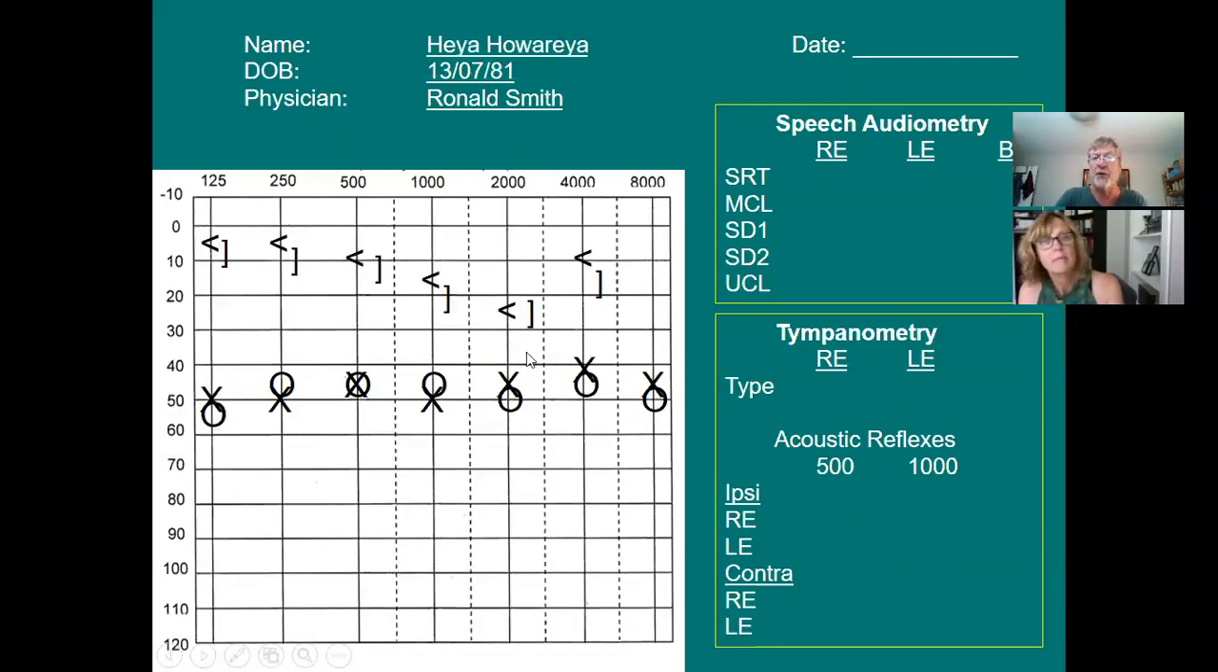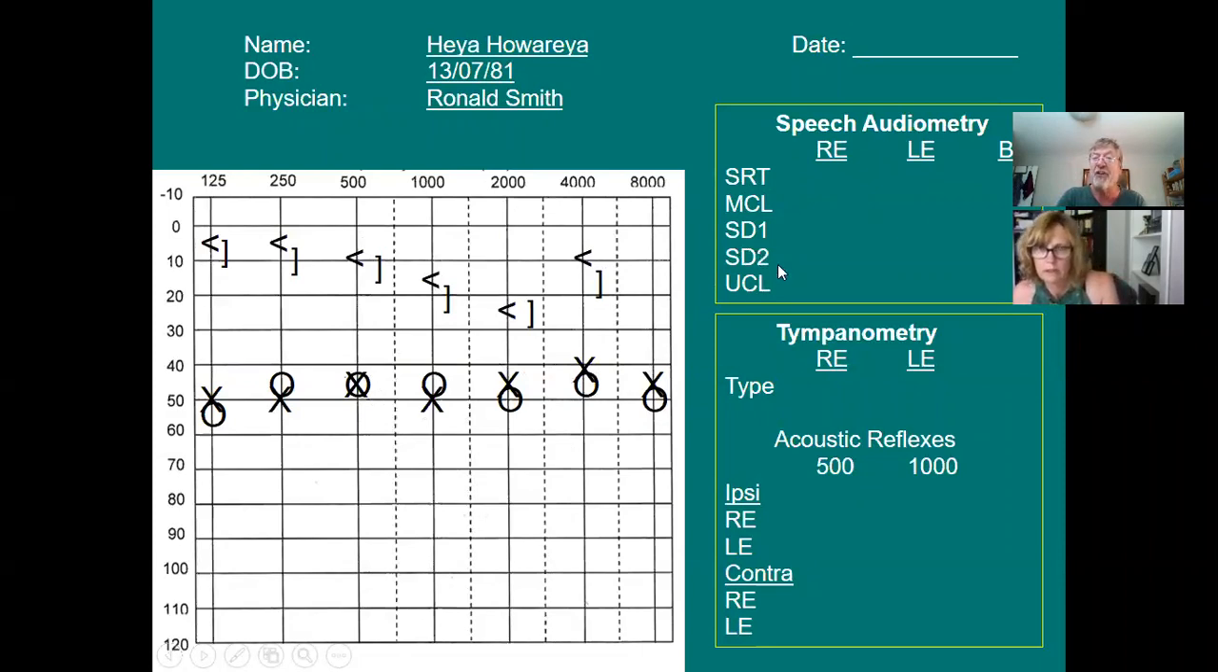What would you call this? Otosclerosis, because of Carhart's notch. There you go. SRTs again, what would they be? Around 40 to 50. MCLs, what are they going to be? Highly elevated again. Why? He's got a plug in his ear.